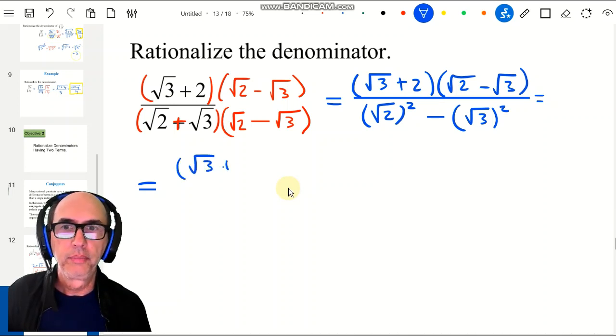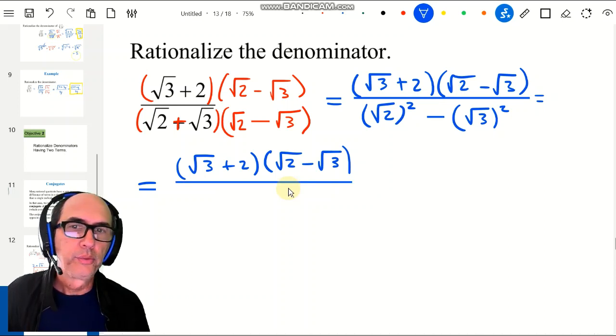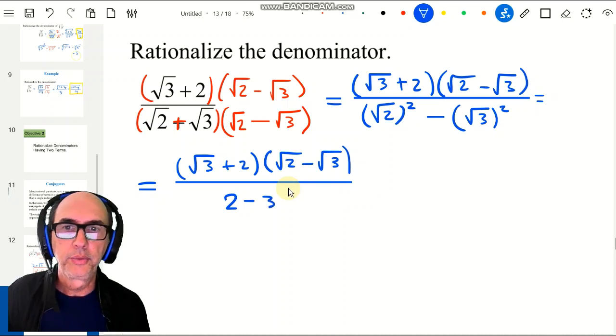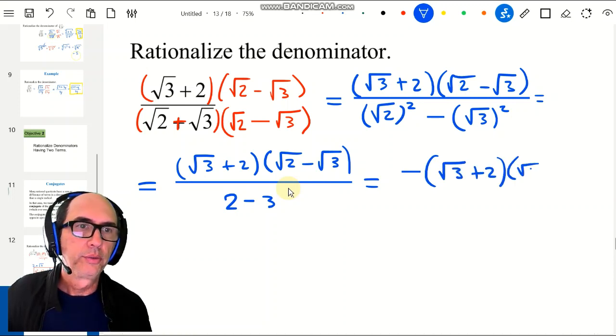Square root of 3 plus 2. I was still repeating this over square root of 2 squared is 2. Square root of 3 squared is 3. 2 minus 3, so negative square root of 3 plus 2 is square root of 2 minus square root of 3.